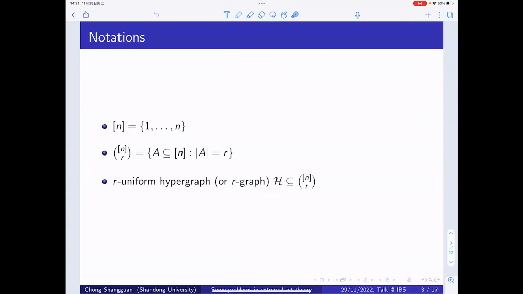So let us begin with some basic notation. We will use the bracket n to denote the set of the first n positive integers. This set will serve as the vertex set of our hypergraphs. We will use n choose r to denote the family of all r-element subsets of the bracket n. So an r-uniform hypergraph, or an r-graph for short, is simply a subset of n choose r, and we will always denote an r-graph by H.